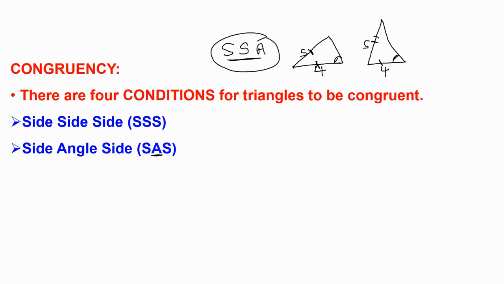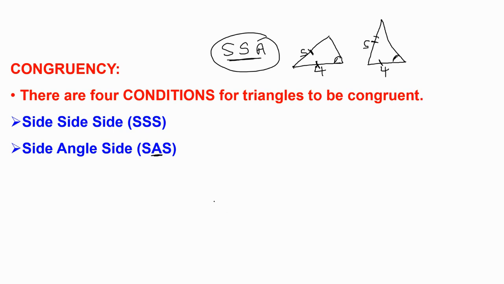Okay, so now we can't have congruence with side, side, angle. That is not enough to prove that the two triangles are congruent. For two corresponding sides, two pairs of corresponding sides, and one pair of corresponding angles, the angle must be what? Must be included. Okay, the angle must be included.